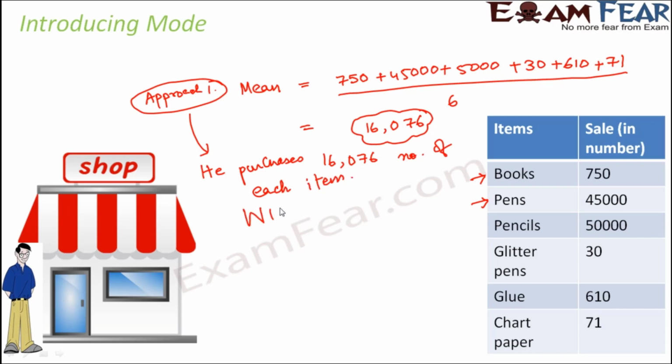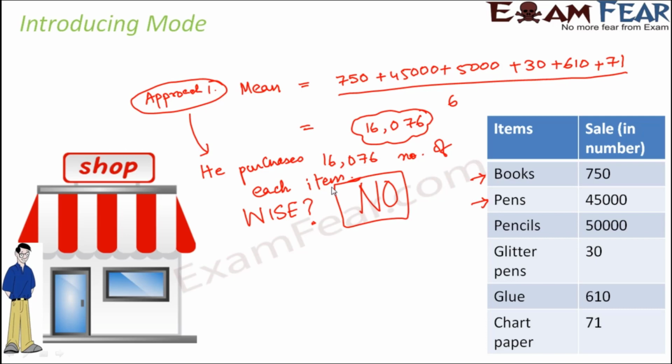Do you think this is a wise decision? This year 45,000 pens were sold, and next year he is planning to buy only 16,076 pens. Is that a wise decision? No, because he will very quickly run out of stock. Similarly, this time only 30 glitter pens were sold, and next year he is planning to buy 16,076 glitter pens. What is going to happen? A lot of glitter pens will remain in stock. They will just remain in his shop. They will not get sold. Do you think that is a wise decision? No. So in this scenario, finding the mean was not the right thing to do.